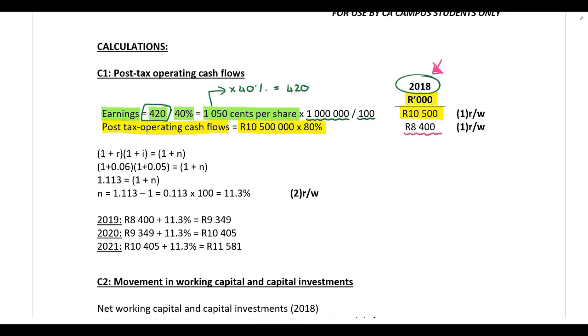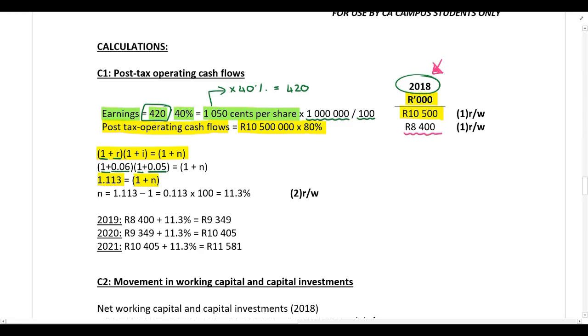So again, if you jump to the suggested solution, we use the Fisher formula in order to convert a real rate into a nominal rate or a nominal rate into a real rate. So what you do is you take the real rate and you add 1. So it's 1 plus the real rate. So 1 plus 6% because the real rate was 6%. Then you multiply that by 1 plus the inflation rate. And in this question, the inflation rate was 5%. So guys, if you multiply those together, that's what you get as your answer.